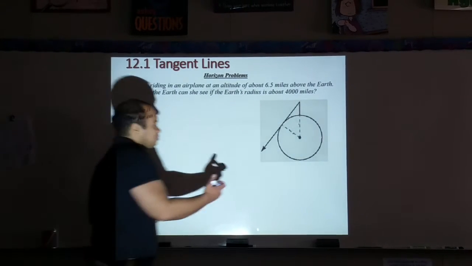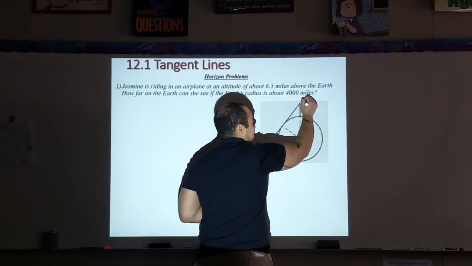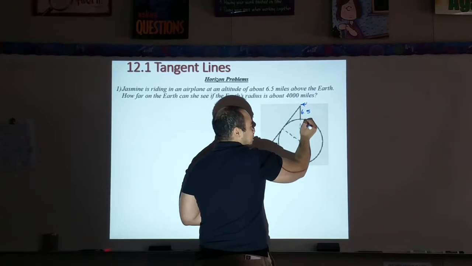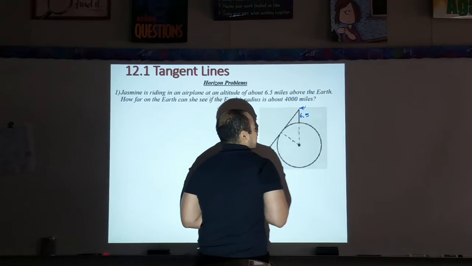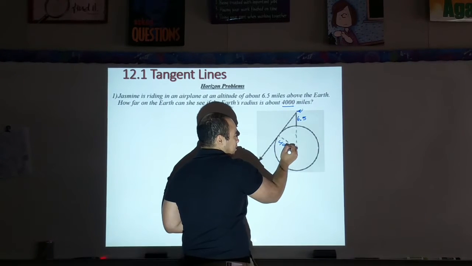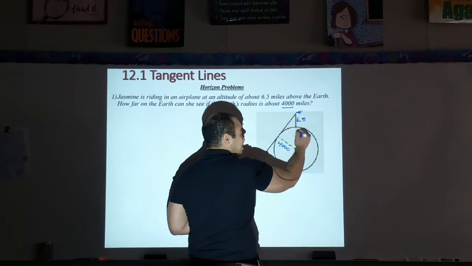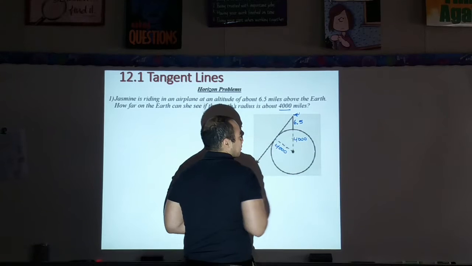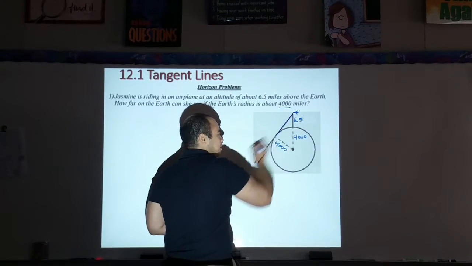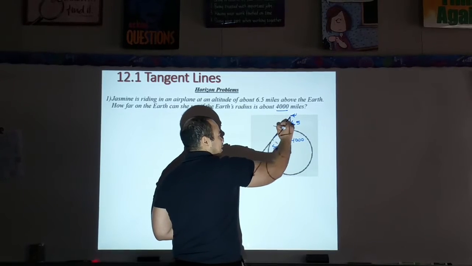All right, and so let's assume that this is Jasmine's plane here. Jasmine is 6.5 miles above the Earth's surface. The radius of the Earth was given to us as 4,000 miles. So this is one radius. This is also a radius. And they're asking how far on the horizon can Jasmine see? So we're looking for x here.